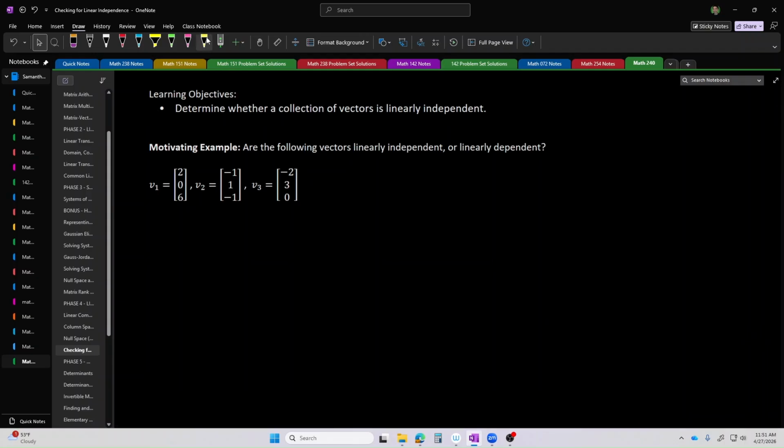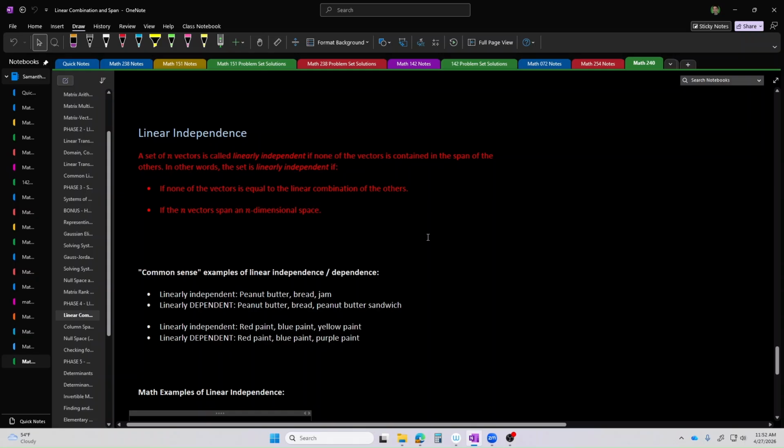So let's think about how we might answer that question. Now, first of all, let's remember what these terms mean. Going back to a few lessons ago, we defined the term linear independence in three different ways. The first way that we understood linear independence was none of the vectors is contained in the span of the others. We also said linear independence means that none of the vectors is a combination of the others. And we also said linear independence means that the n vectors span an n-dimensional space.